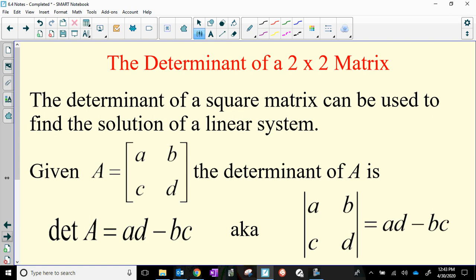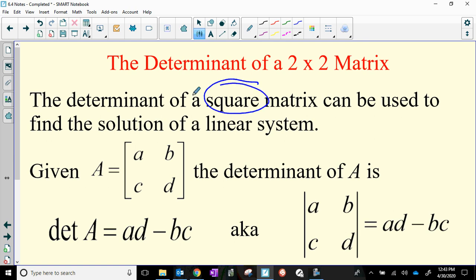All right, so let's say you're given a matrix A, and again, we're going to read row by row. So A, B, C, D. So this is 2 rows with 2 columns. So this is what we call a square matrix. We can only find the determinants of a square matrix. So we're going to deal with 2 rows, 2 columns in this one.